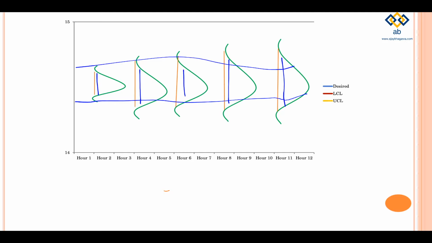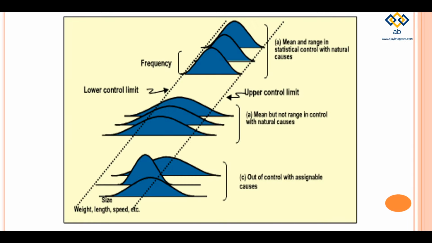Just to put that in perspective, have a look at this slide. This slide is actually letting us know the three scenarios that can potentially occur. So the first scenario is when we have this as our one limit, this as our another limit, and all these things. I need to change the color of pen because this is already in blue. So if this is the case, then we say that we are in statistical control with natural causes, so there is no problem, right?